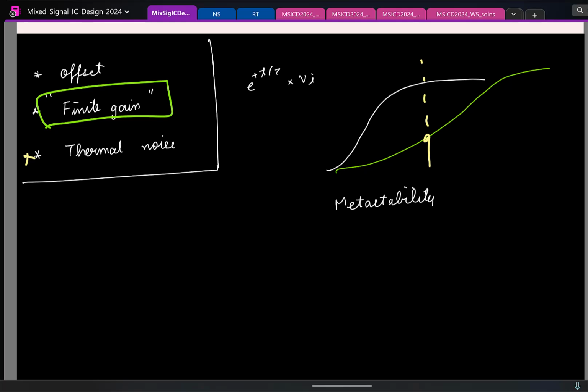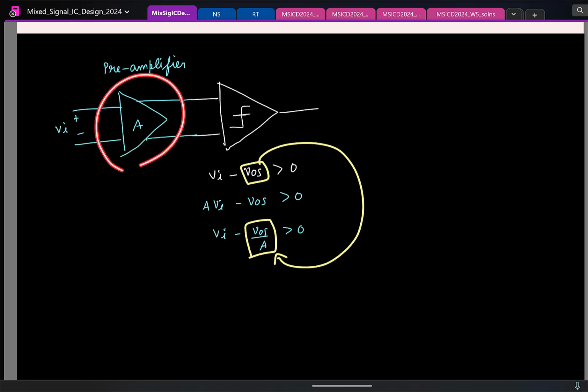So this is an issue, and as you guys recognized, this is an issue for small inputs, not for larger inputs. So which means before I feed the input to the comparator, if I amplify the signal and feed it, this problem will obviously reduce. So this guy helps in two things. It reduces offset and also helps with metastability.